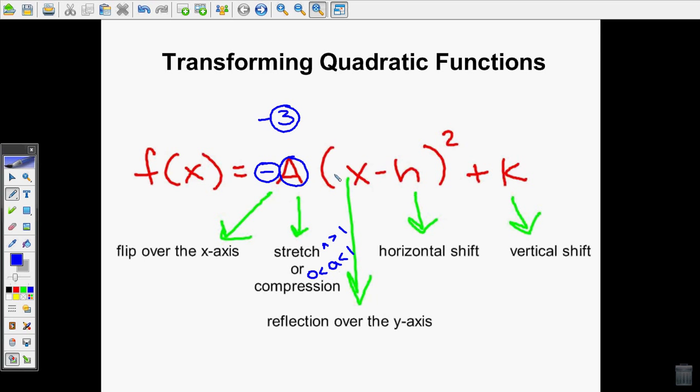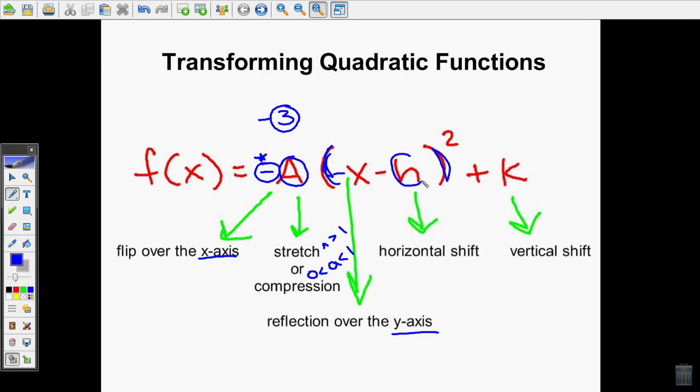If inside the parentheses, if you notice that you have a negative, that is a reflection over the y-axis. And again, that's if it's inside the parentheses right here. If it's outside the parentheses like this one, that means it's a reflection over the x-axis. Inside the parentheses is a reflection over the y-axis.